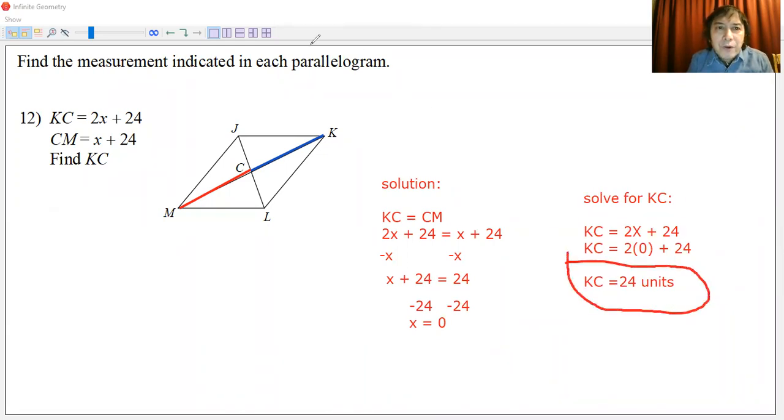KC is 24. Let's check and verify. Is it 24? Yes, it's 24 over there. All right, so here's the answer, and that will be for our final number.